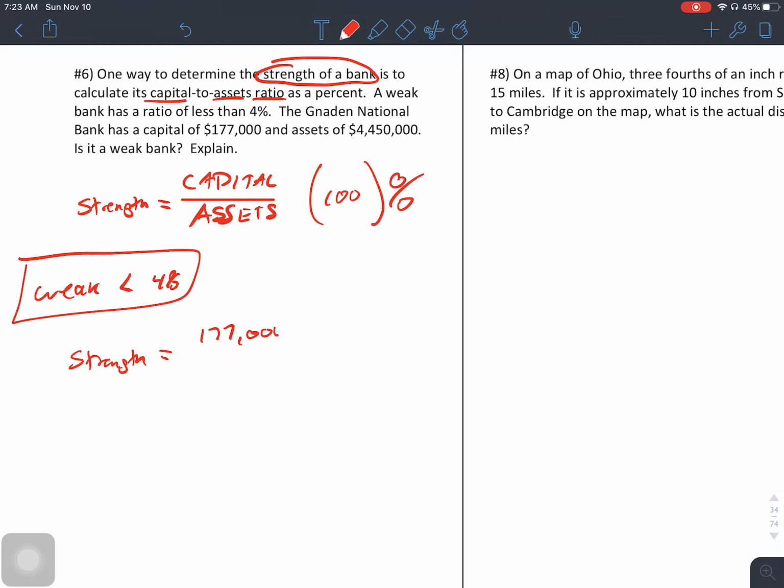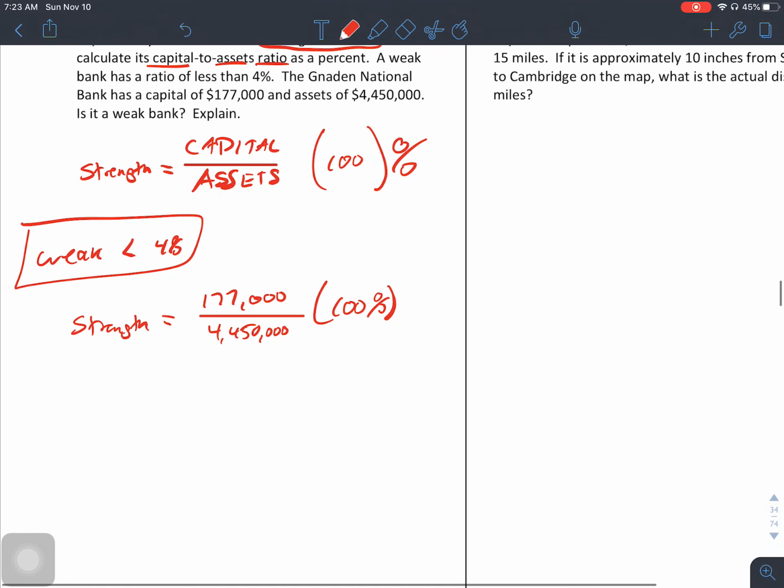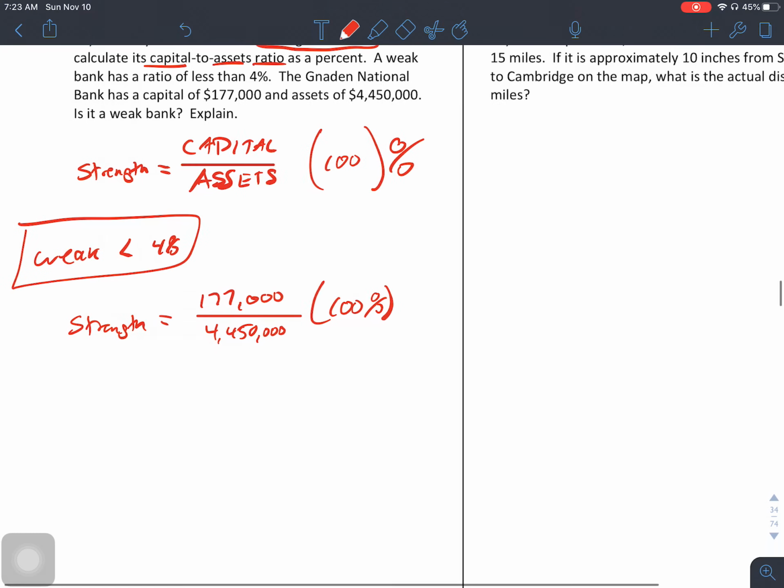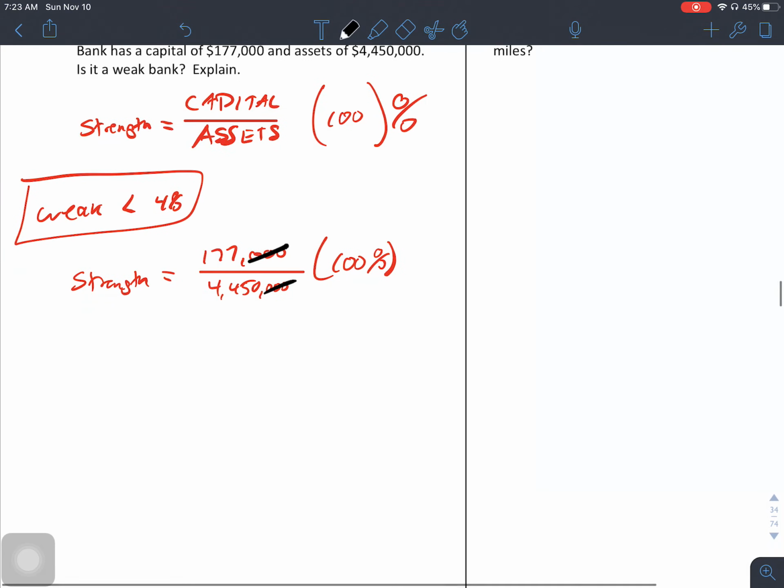177,000, assets of 4,450,000. We're going to multiply this by 100%. Is it a weak bank? Well, some things we can do without a calculator. We can divide the top and bottom by 1,000, which gets rid of those decimals.